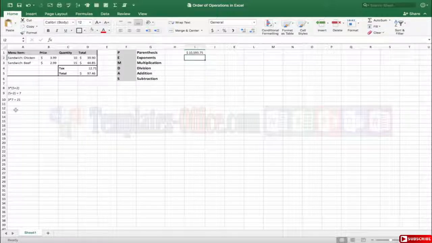That's how order of operations works inside of Excel, and if you're going to be computing formulas and working within formulas, it's very important to understand PEMDAS and these concepts.